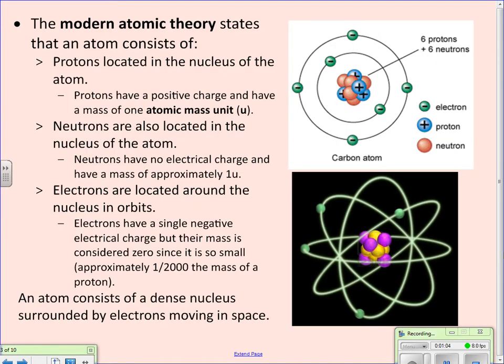So the modern atomic theory states that an atom consists of protons, and protons are positive charged particles. They have a mass of 1 atomic mass unit, or AMU, and they're located in the nucleus. Neutrons are also located in the nucleus. They have no charge, but they also have a mass of 1. Remember, that's AMU, atomic mass unit.